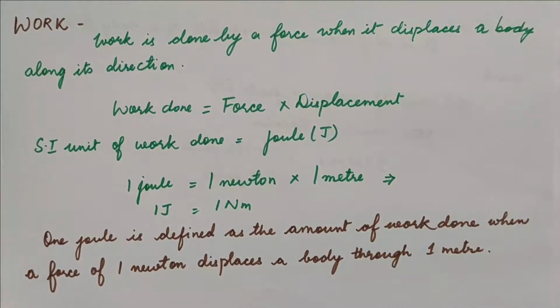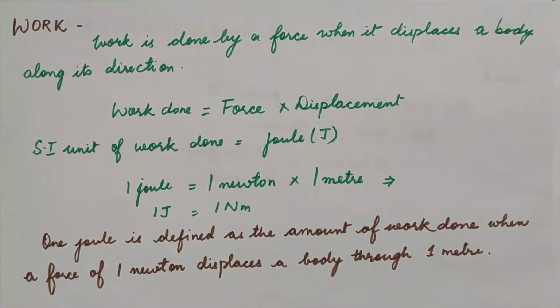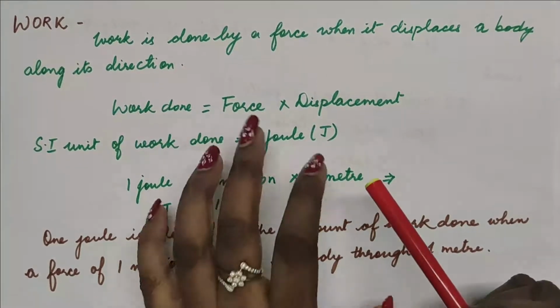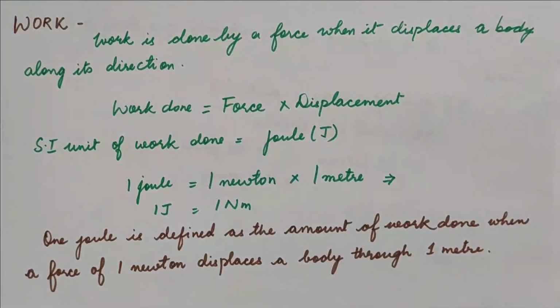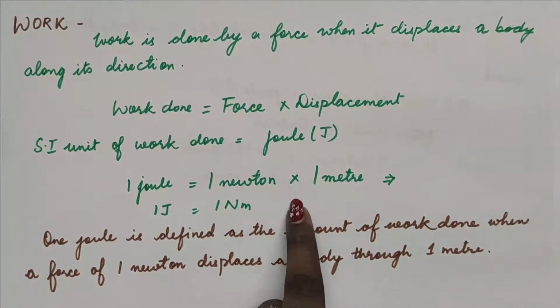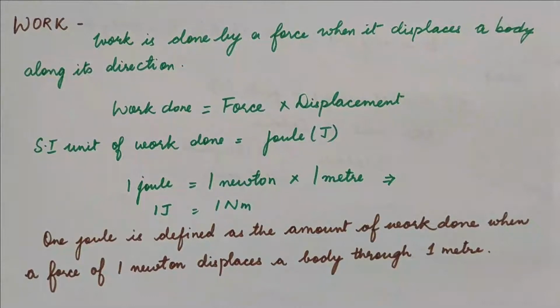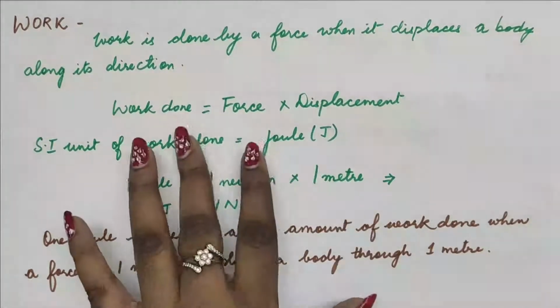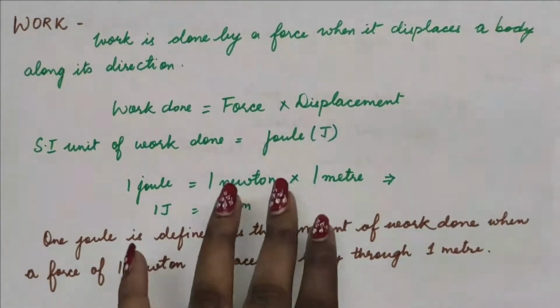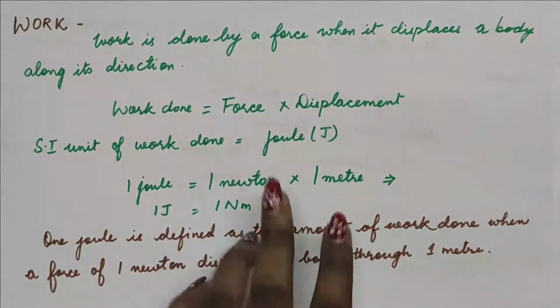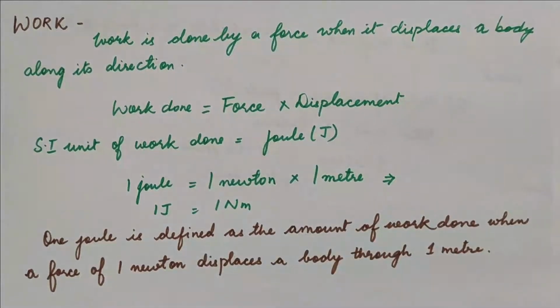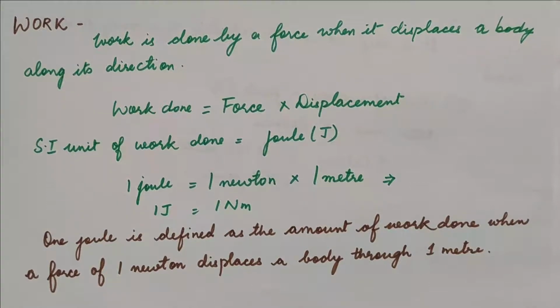Or if I take my bag and move towards a direction, then I can say that work has been done. So, work done is equal to force into displacement. Now, you know that force has the unit Newton and displacement has the unit meter. So work done is force into displacement, that is Newton into meter, Newton meter or joule. The SI unit of work is joule.